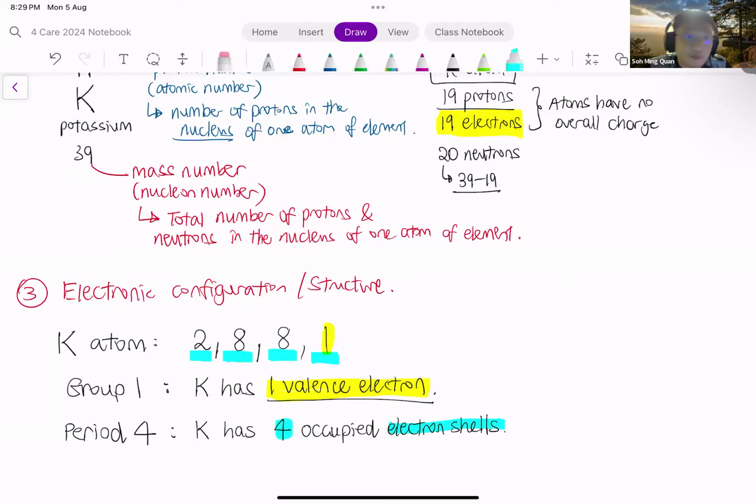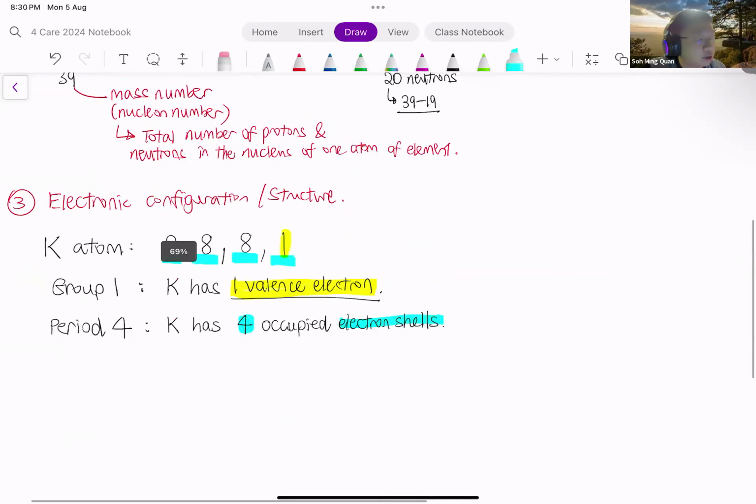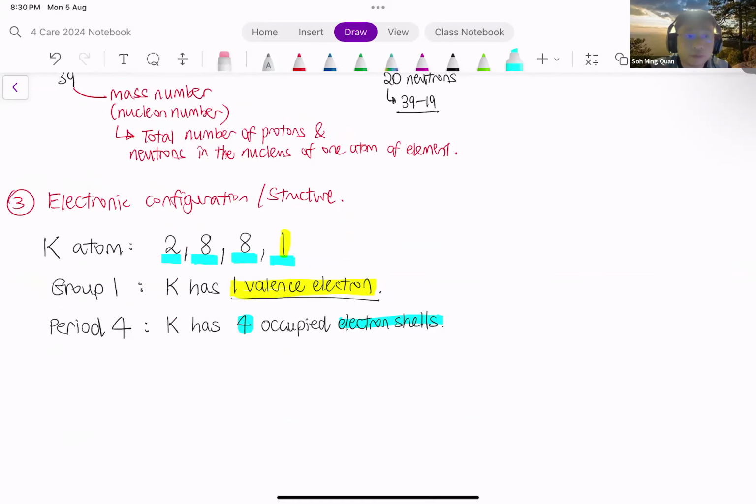So besides finding out the position of the element from the periodic table, the electronic structure also gives us many insights as to what actually happens during a reaction. So take, for example, potassium. Potassium atoms have electronic configuration 2, 8, 8, 1. The 1 electron, though, in the outer shell makes it extremely reactive. It makes the potassium extremely unstable and explosive.